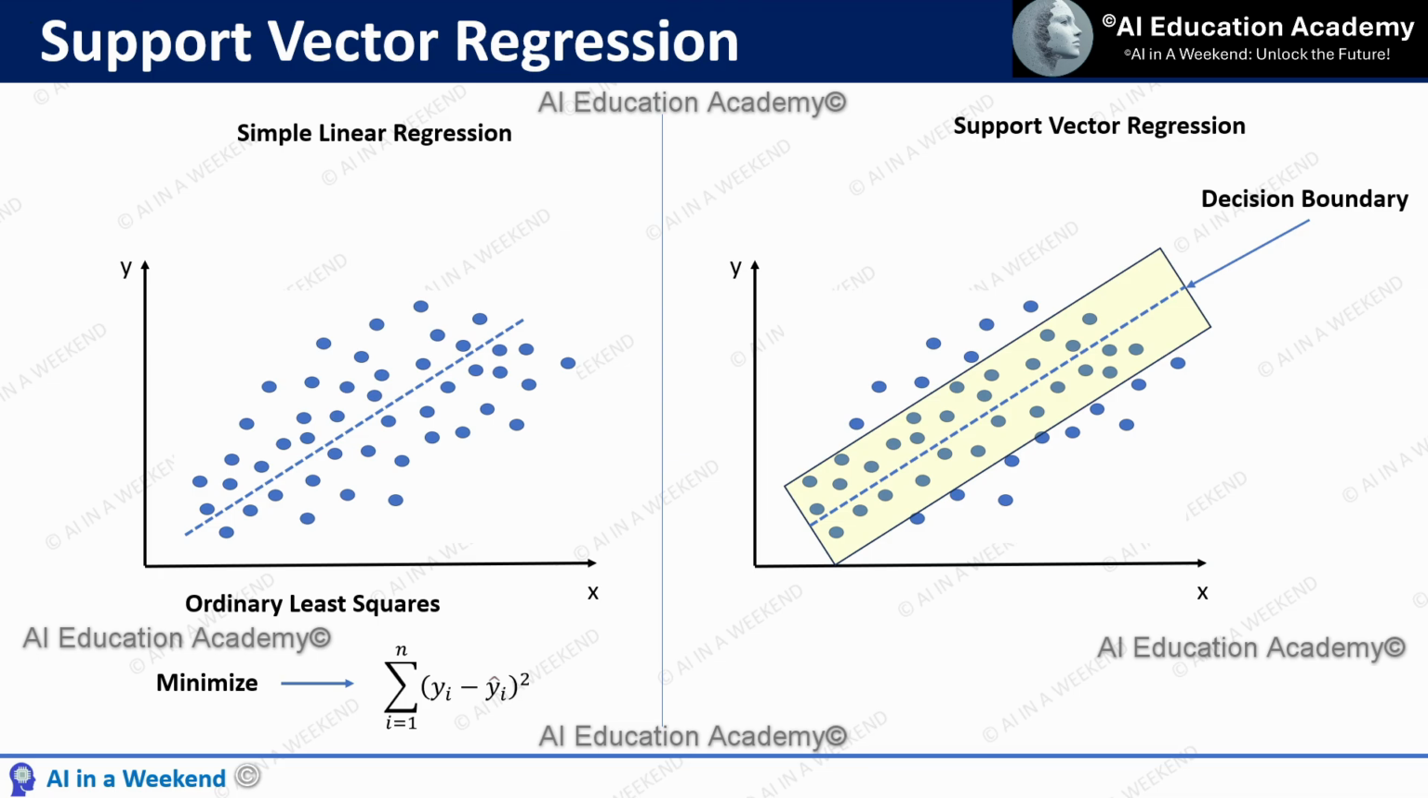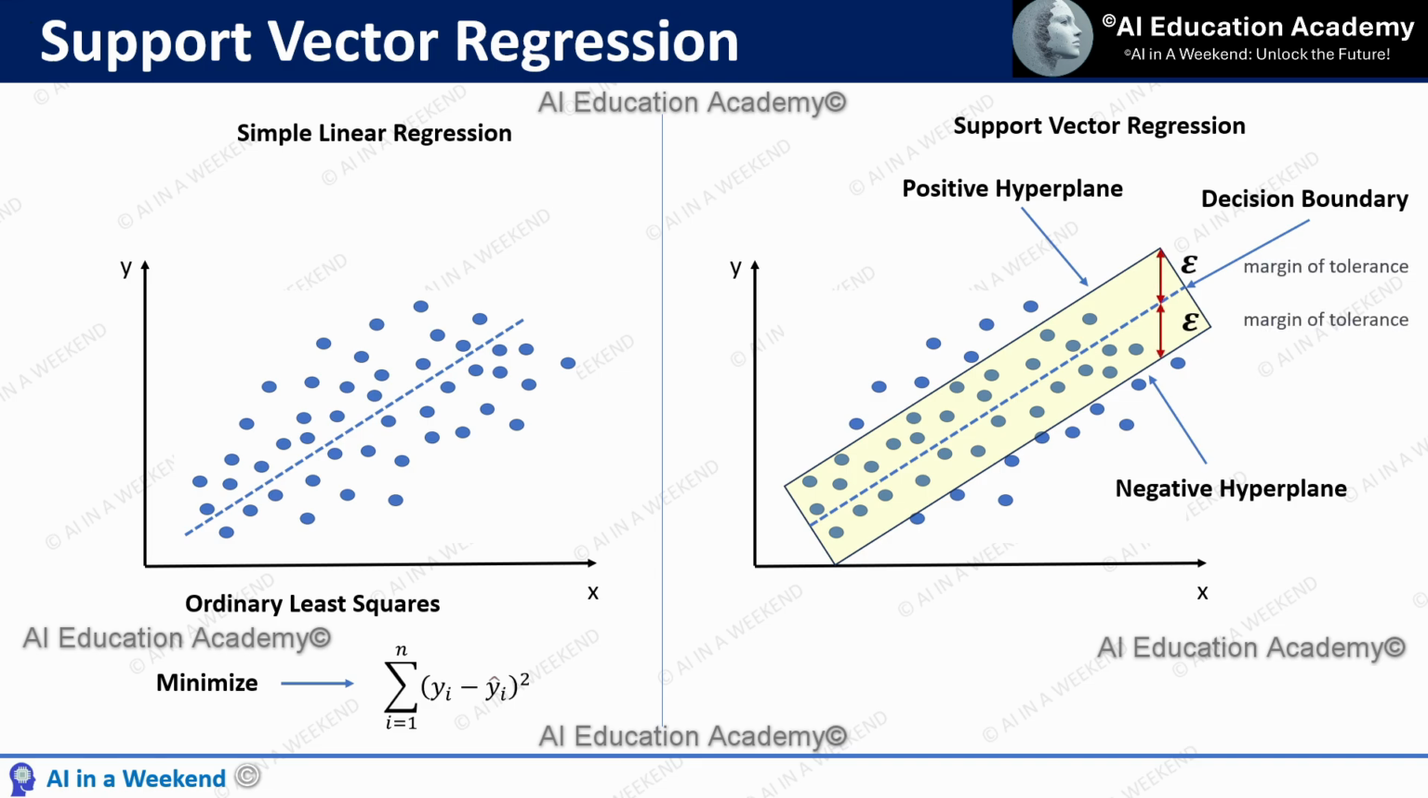Data points falling on either side of the boundary can be attributed to different classes. And we have a tube that is established by using hyperplanes. The upper boundary is called the positive hyperplane, and the lower boundary is called the negative hyperplane. Hyperplanes are at epsilon distance in both directions from the decision boundary.